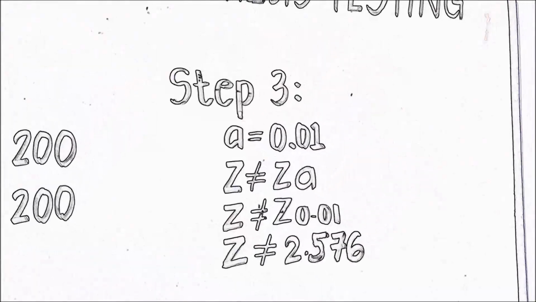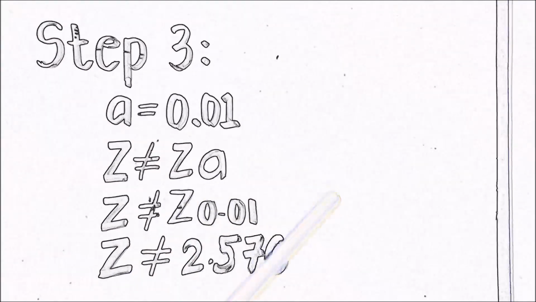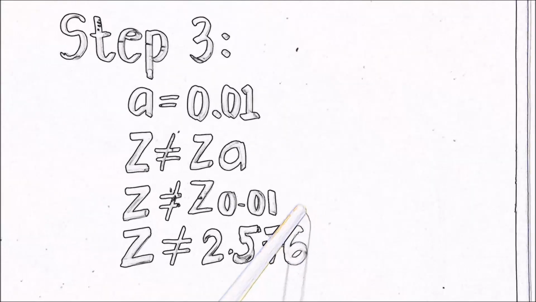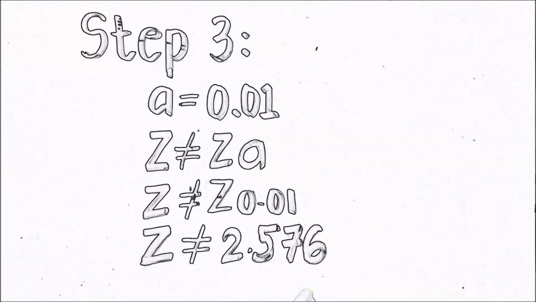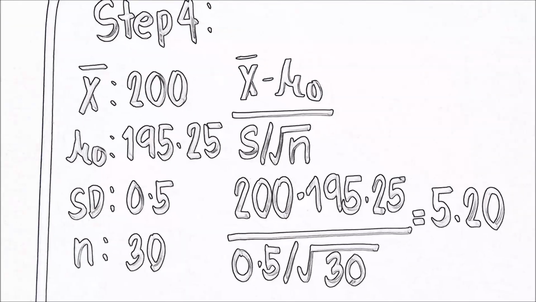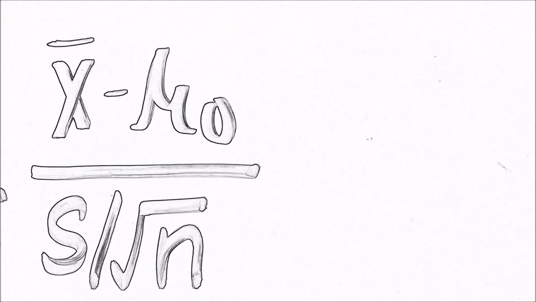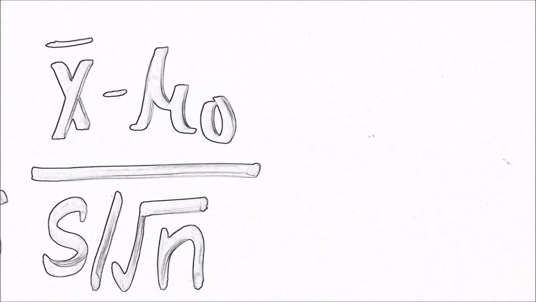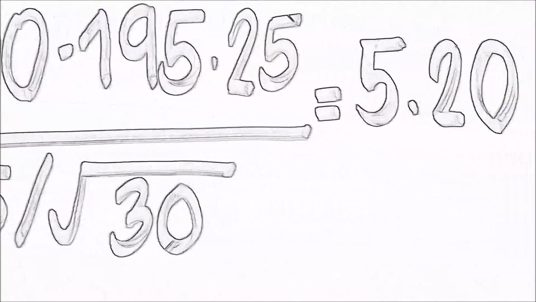The third step, to determine the critical or rejection region, use this formula, substitute the value of 0.01, then locate it in the z-table, which brings us to 2.576 as the critical value. Step 4. Compute for the z-value. Use the formula sample mean minus population mean over standard deviation divided by the square root of the random sample. Substitute the given values in the problem and you will get 5.20 as your z-value.